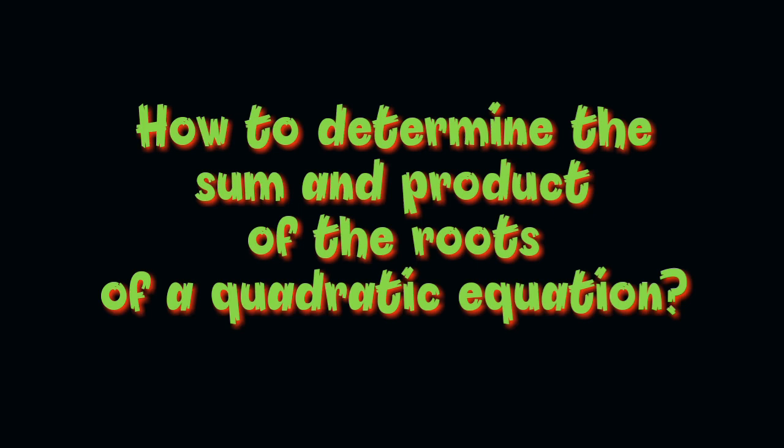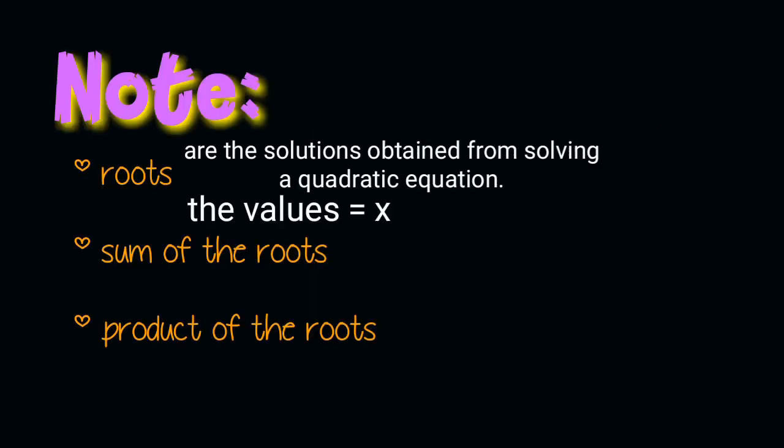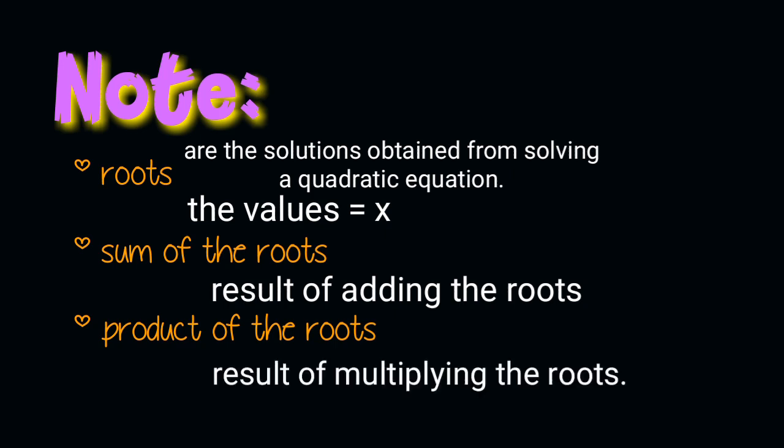How to determine the sum and product of the roots of a quadratic equation. So mas maganda, mas madaling i-discuss 'to kung alam natin yung mga basic terminologies na ginagamit natin. When we say roots, these are the values or solutions obtained from solving a quadratic equation. It means, these are the values of x na nakukuha mo kapag nag-solve ka. Sum of the roots is the result of adding the roots. Product of the roots is the result of multiplying the roots.